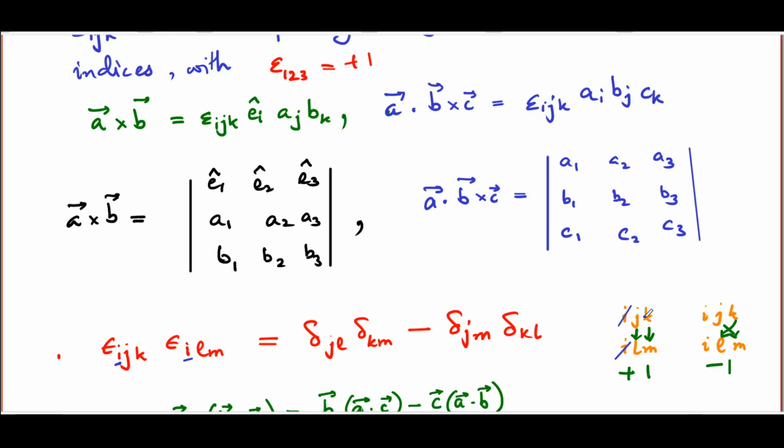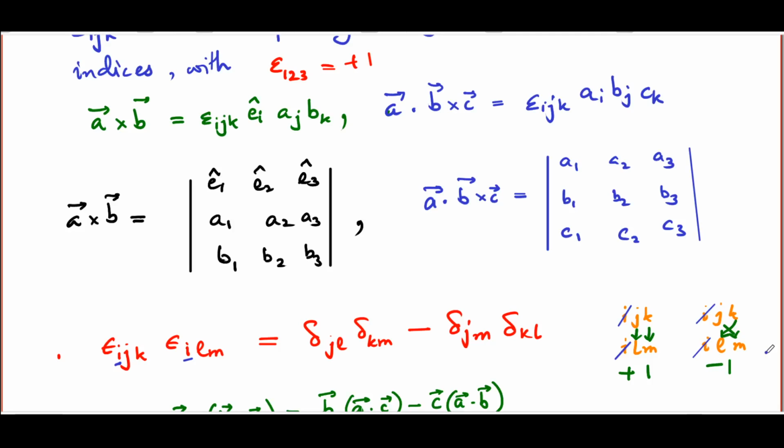If you take the first free index of the first epsilon with the first free index of the second epsilon, and of course that forces you to take the second free index of each together, then you get a plus 1. So delta jl delta km with a plus 1. If on the other hand you cross this over, that is, barring the dummy index, if you look at the two pairs of free indices and go first index with the second and second index with the first, then you get a minus sign.